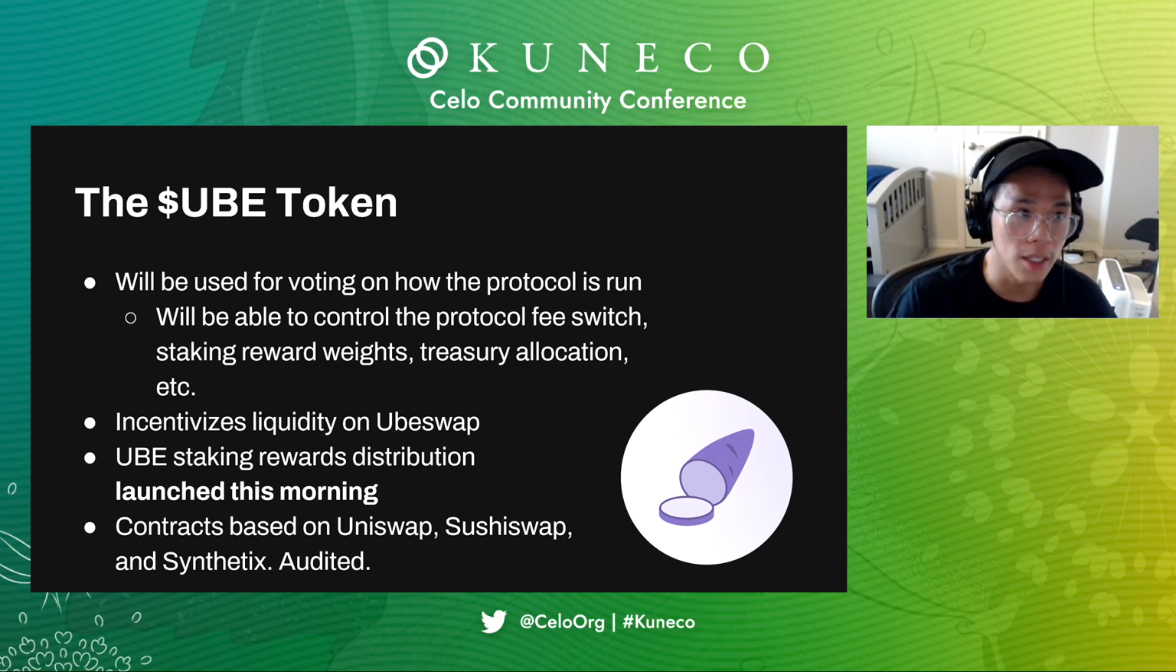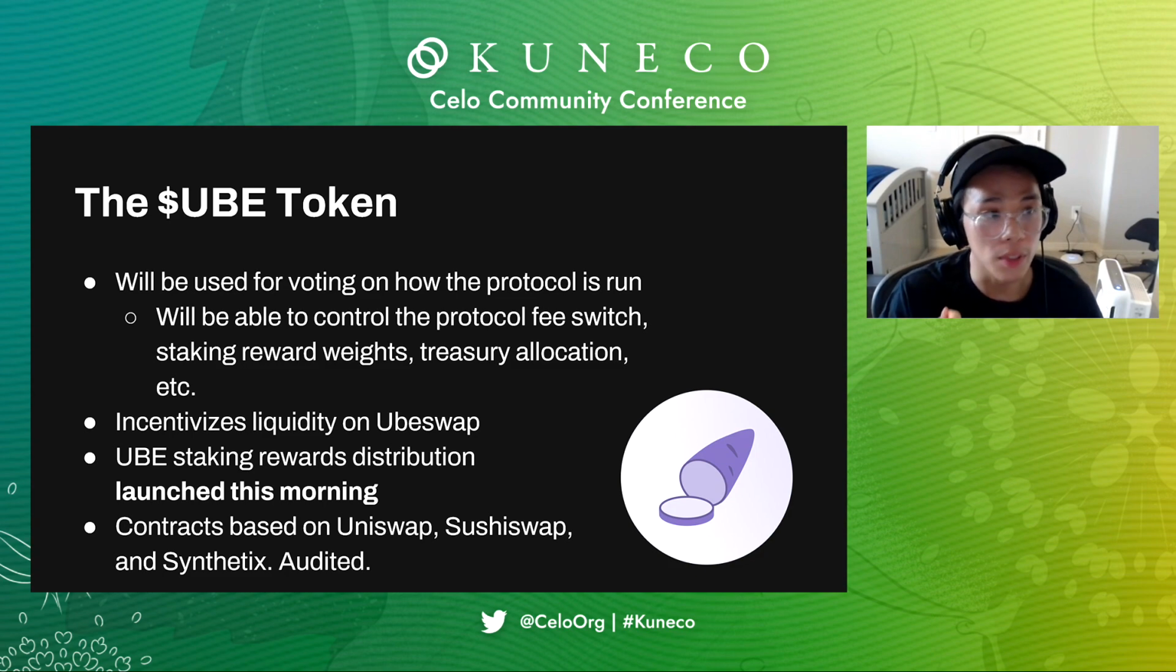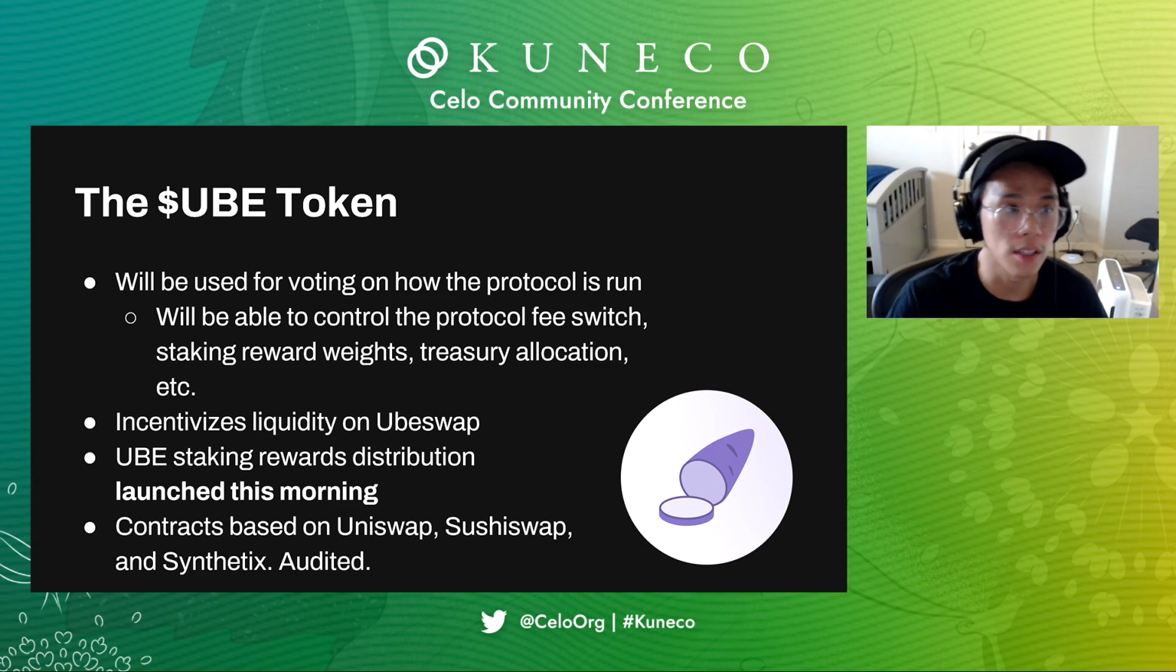The other big thing about the Ube token is that it incentivizes liquidity on Ubeswap, which means that people no longer have to leave the Celo chain in order to trade different assets. Rather, they can just trade the assets that are available in the Celo chain using an exchange. The contracts of Ubeswap are based on Uniswap, SushiSwap, and Synthetix, and we've gone through extensive audits to make sure that your funds are secure.